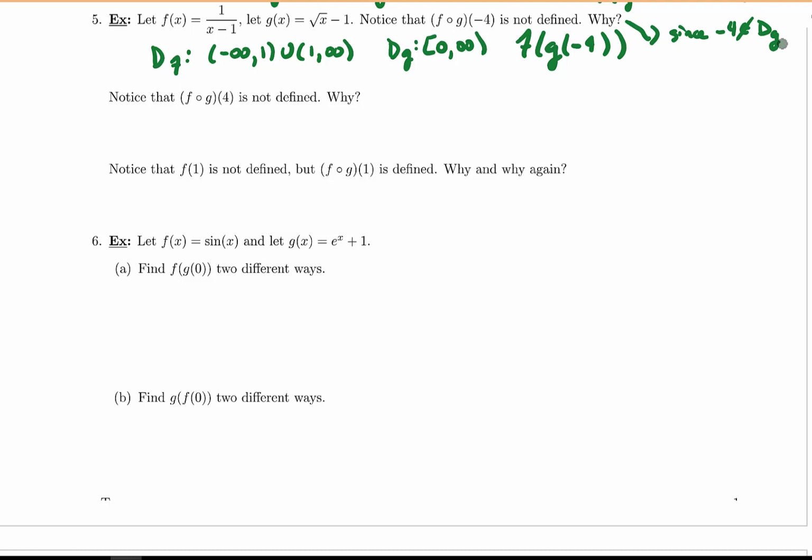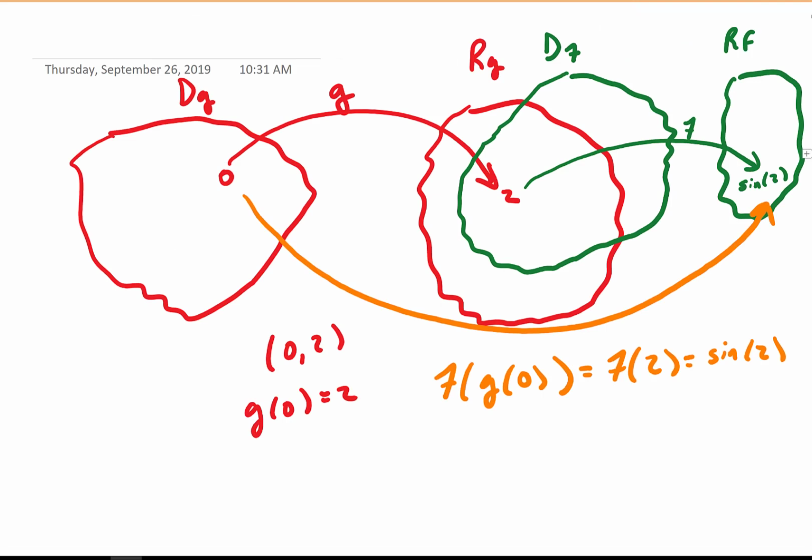So if you think of function composition, let's go back to that diagram here. If you think of function composition as a single function that mimics the two steps of first taking a value, plugging it into g, then taking that result and plugging it into f. Function composition mimics those two steps. In this case, we weren't able to even do the first step because negative 4 was somewhere out here and not in the domain of g.